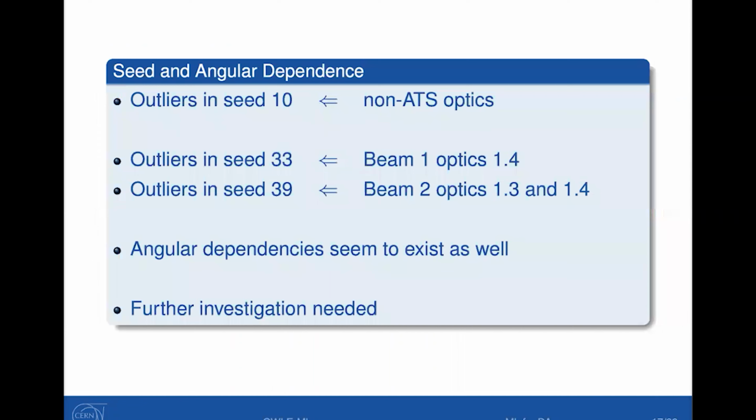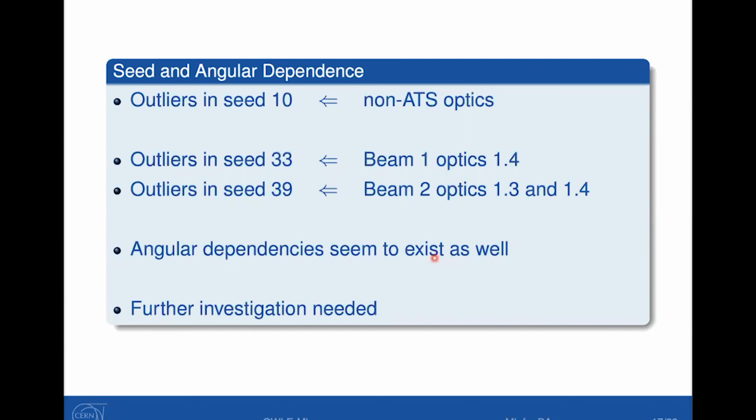So, to conclude the whole thing about the anomalies, it's interesting to see that we can use the algorithm we developed, the machine learning algorithm, to actually disentangle some dynamics and to deduce that if we use LHC non-ATS optics, we should not include C10. If we do, we should expect bad values for C10. If we do the same for high luminosity, beam 1, 1.4, we should expect bad values for C33, and for beam 2 optics 1.3 and beam 4 and 1.4, C39.